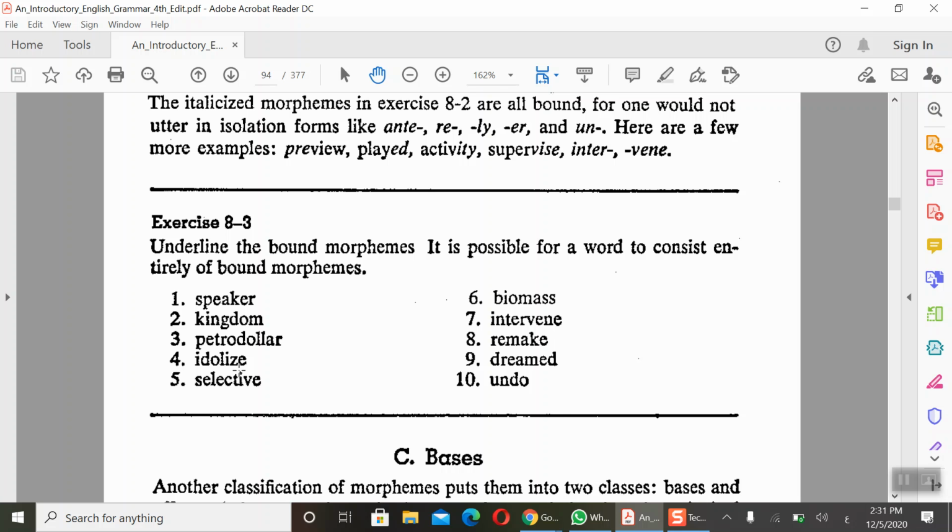Idolize. You are idol. You are my idol. Once someone said to Cristiano Ronaldo, you are my idol. Idolize. Check its meaning if you want. So idol is what? Free. Idol, ize. What? Bound morpheme.